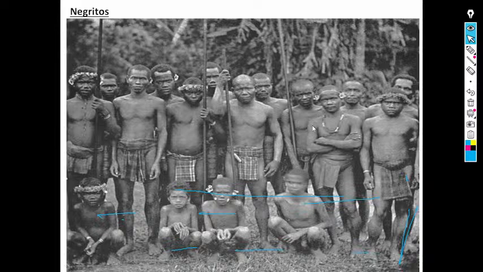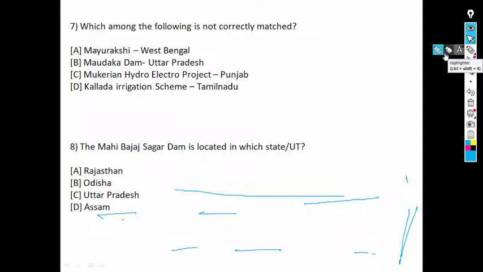Okay, next, which among the following is not correctly matched? Margasi project is in West Bengal, Modaka Dam in Uttar Pradesh, Mukerni hydroelectric project in Punjab, Kalada irrigation in Tamil Nadu.